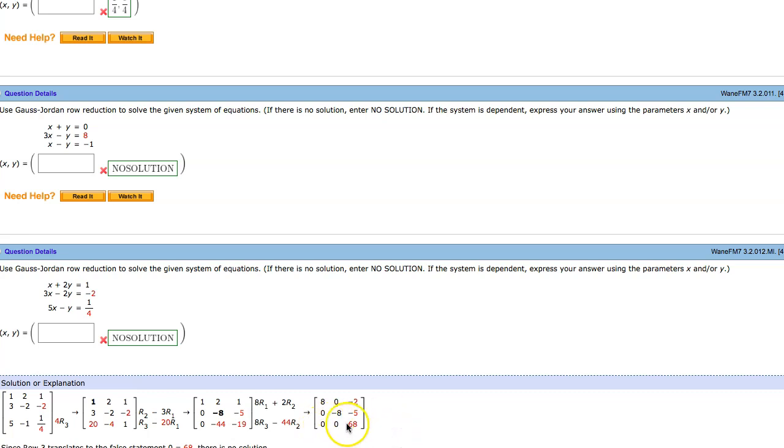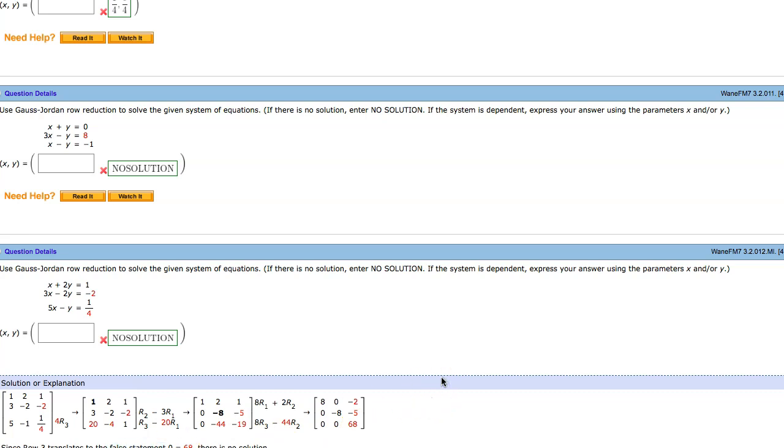But 0, 0, 68 is saying, stop right there. Everybody's disqualified. You didn't give me a 0 here in this last thing here. It's over. Disqualified, invalid, no solution. Because what your row 3 is saying is that 0 equals 68. That's an absurd false statement.